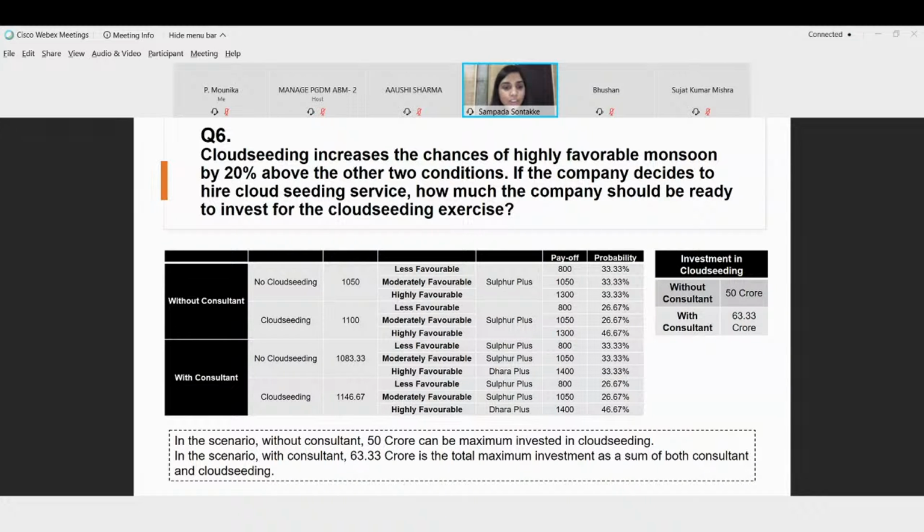While if we employ a consultant and then decide to go for cloud seeding, then what will happen? In this, again, we look at the individual maximum values for each of the scenarios, and then find out the expected payoffs. For no cloud seeding, it came up to be 1083, and for cloud seeding, it came up to be 1146 crores. So here, if we employ a consultant and then go for cloud seeding, we will get an incremental benefit of 63.33 crores, and this should be the amount that we should invest in the consultant as well as cloud seeding together. So this is the answer that we came up with, and that is all from our side.